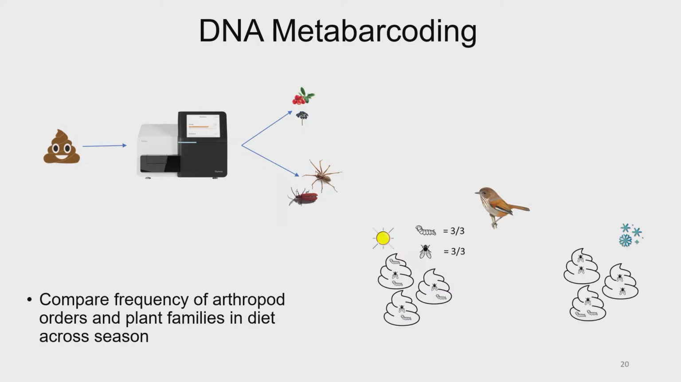Whereas in the winter, for example, only 1 out of the 3 had caterpillar DNA, and 3 out of 3 of them had fly DNA. So what I interpret over here is that this brown-throated fulvetta is eating fewer caterpillars in the winter compared to the summer. So that's what you can interpret from this, and this is how I've been interpreting my results in the upcoming graphs. So this is from the trophic level analysis from the stable isotope ratio of nitrogen.